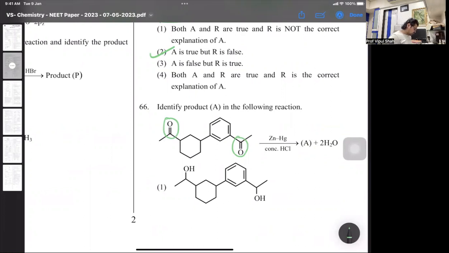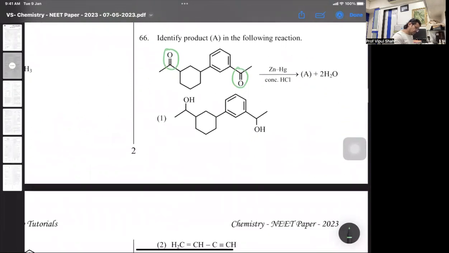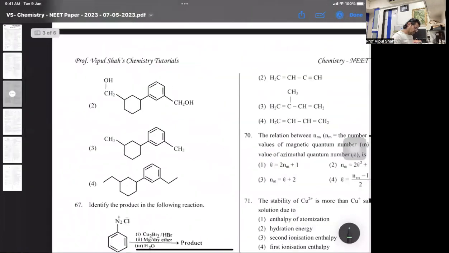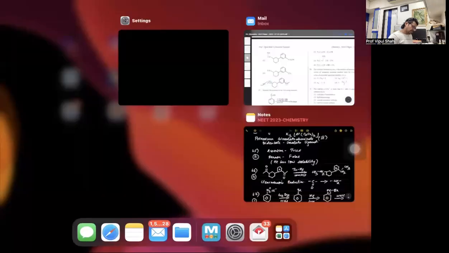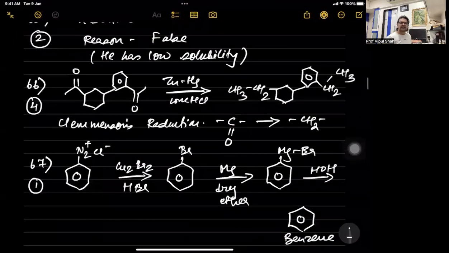So in the 66th one, if you observe, here is nothing but what we have as, yeah, there we go. The answer will be D. That is Clemmensen's reduction. Both places, the carbonyl group becomes a methylene group. C double bond O becomes CH2. So look at that. 66th one, Clemmensen's reduction, carbonyl to methylene.